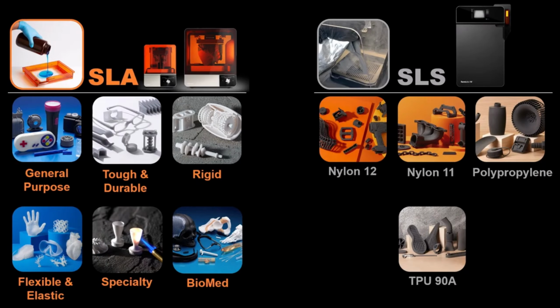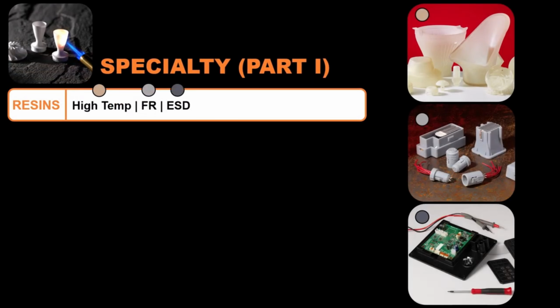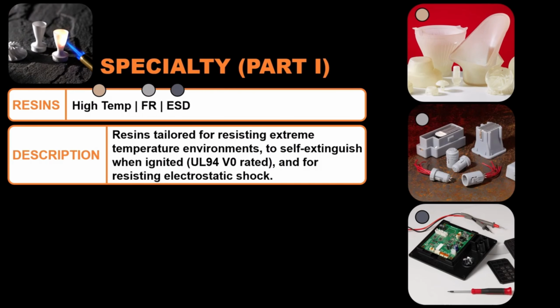The specialty resin category is a pretty motley one since it's the family of miscellaneous resins made for more niche applications. Because it's the largest resin family, I'll break it up into 3 parts, starting with the high-temp, FR, and ESD resins. These names are very descriptive of the resin's specialty and focal application.